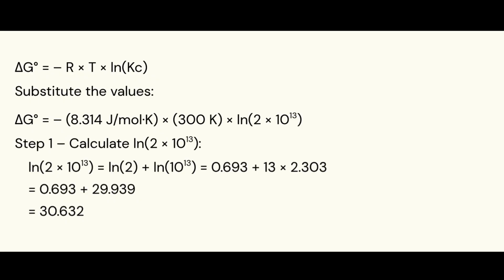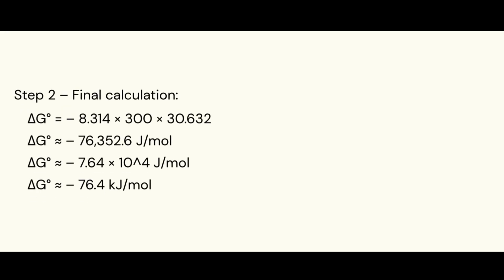The natural logarithm of 2 times 10 to the power 13 is equal to the natural logarithm of 2 plus 13 times the natural logarithm of 10. That gives us 0.693 plus 13 multiplied by 2.303, which equals 0.693 plus 29.939. And that equals approximately 30.632.